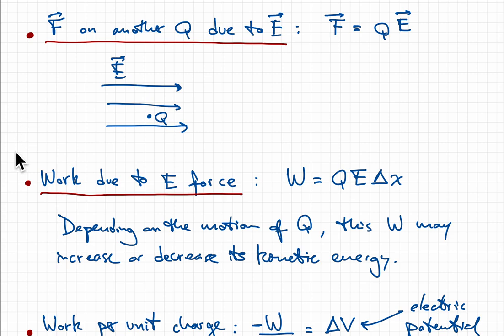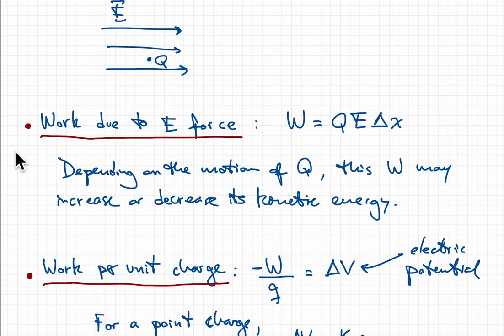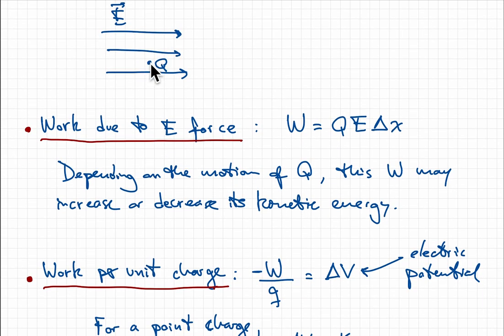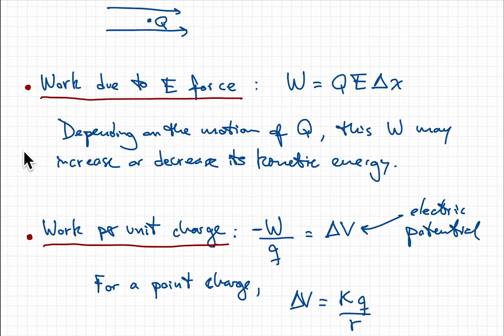Once you have a force, you can calculate the work due to that electrical force on that particular charge. So if this charge is moving in this direction, and the force is also in that direction, then the work will be positive. And if the opposite happens, where the force is to the left, but the charge moves to the right, then the work is negative. The work is determined by the force times delta x, and the force can be written as Q times E. So again, depending on the direction of motion and the sign of the charge, this work may be positive or negative, as written here.